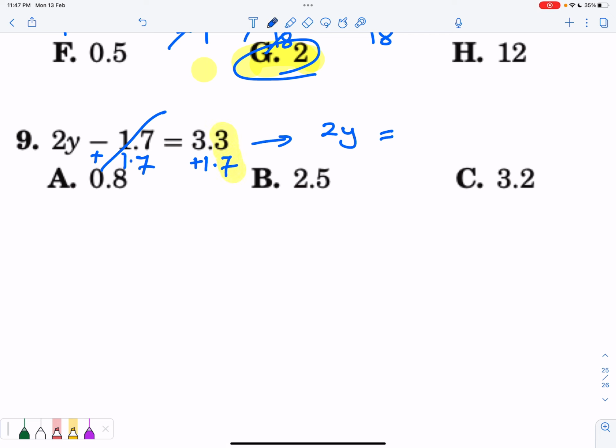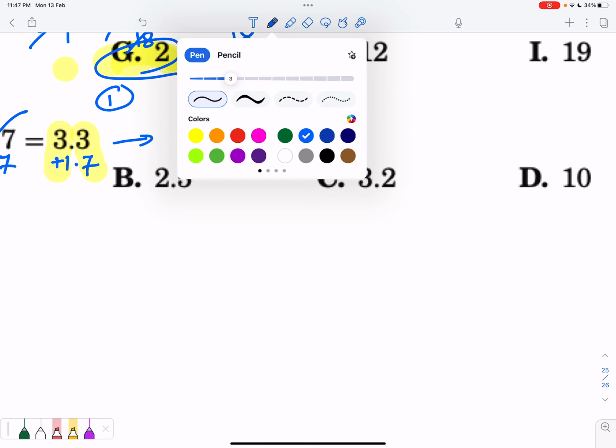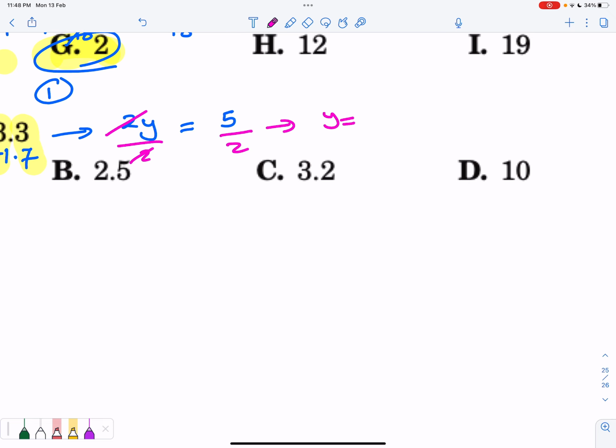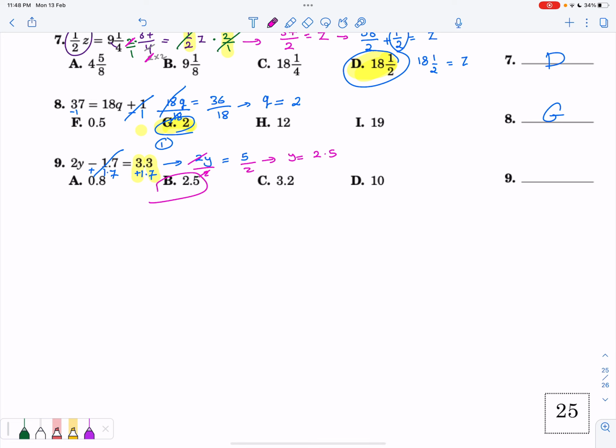This will give me one whole number. Okay, it's gonna be one. Now the 3 with the 1, that is equal to 4. With this one whole number, it's gonna be 5. Now 2y equals 5. To solve that, you need to divide both sides by 2. So you will get y equals 5 divided by 2. This is an easy division. It's going to be 2.5. So the correct answer will be answer B.